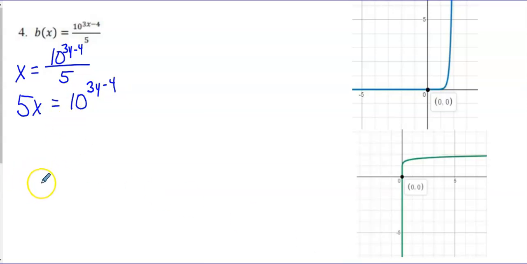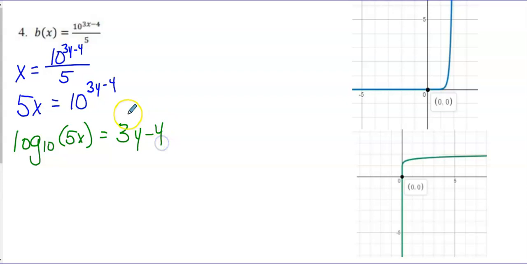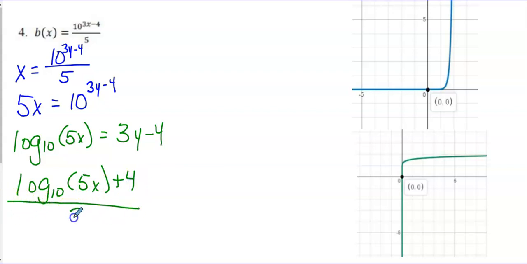And I'm not going to switch them around this time. Log base 10, 5x equals 3y minus 4. Now I want you to look at this and realize that I'm going to add 4 and then I'm going to divide by 3. I'm going to combine those two steps in the next one instead of doing those one line at a time. There's my plus 4 and my divide by 3.